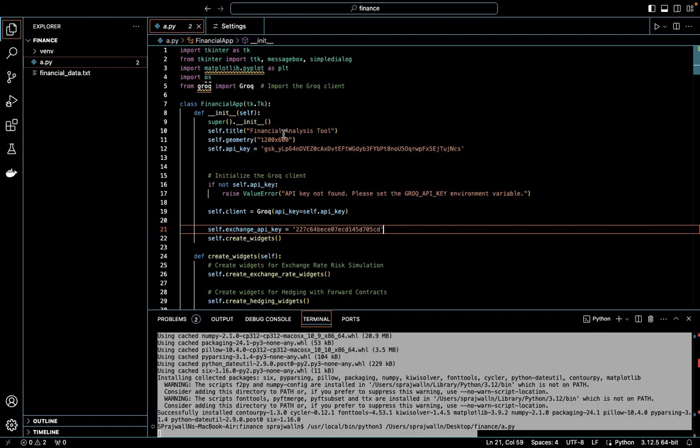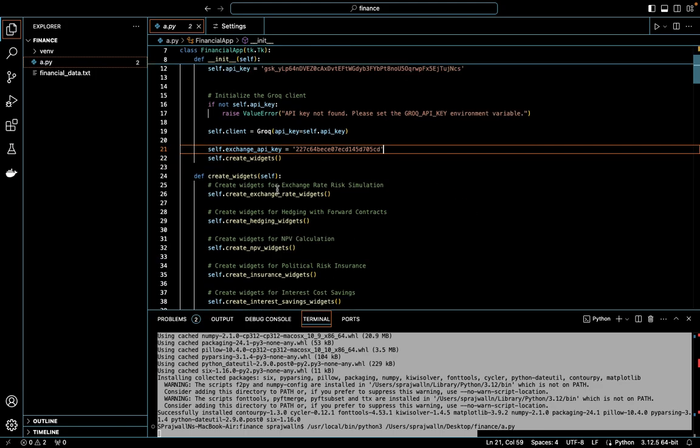We are basically using basic Python tools and APIs to calculate and predict risk management, NPVs, and hedge funding and insurance over political issues and so on. We would also be simulating exchange rate simulation. So NPV calculation, as mentioned above, we would also be calculating.